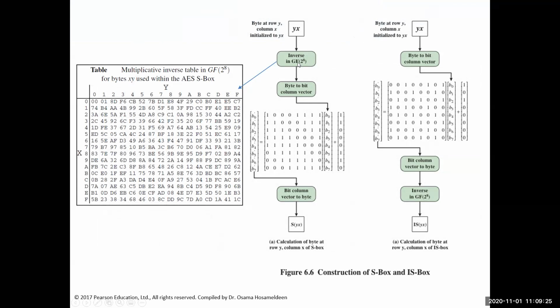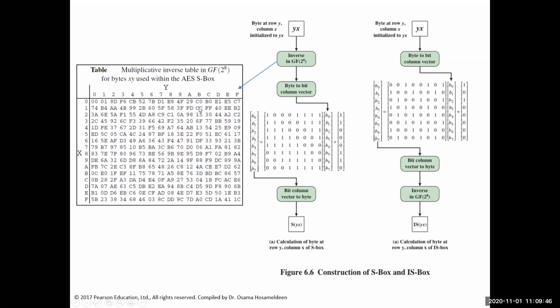How to get the inverse of the XY? This is simply done by the multiplicative inverse. This is another table, a different table. This is not the S box or inverse S box. This is the inverse of all the permutations of bytes in the GF of 2 to the power 8.